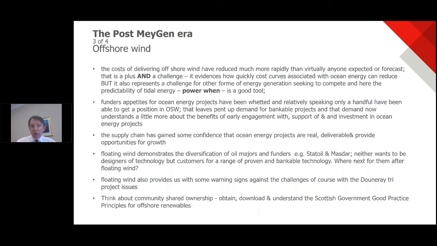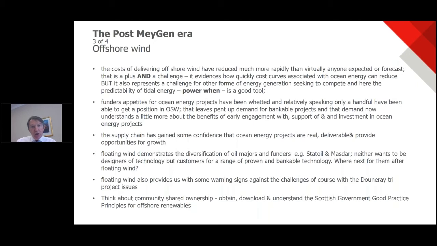But one of the most talked about lessons from offshore wind for tidal is the costs of delivering offshore wind and the pace at which they have reduced. I think it's fair to say that nobody, not even the most optimistic offshore wind developer, would have believed how quickly the costs have fallen. Now, for me, that is a double-edged sword for the tidal sector. On the one hand, it demonstrates to investors how quickly the costs can be driven down when an industry gets scale. Clearly there are lessons in that from other industries in the past, but this is a live, up-to-date lesson from exactly the same challenging sector.